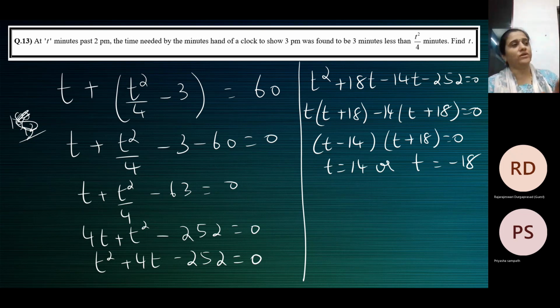So this one I explained last session. We constructed the first line, meaning the equation we constructed. We did not solve it. So the value of t is 14. So you can check it now. At 14 minutes past 2 p.m., how many minutes are required by the minute hand to show 3?